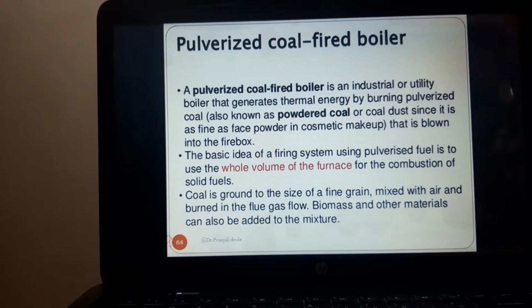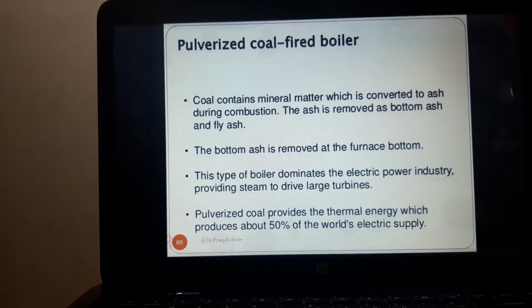Now, the basic idea of a firing system using pulverized fuel is to use the whole volume of the furnace for the combustion of the solid fuels. See, coal is ground to the size of a very fine grain, mixed with air and burned in the flue gas flow. Biomass and other material can also be added to the mixture.